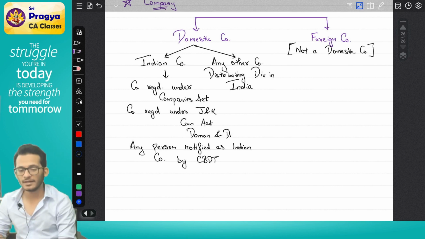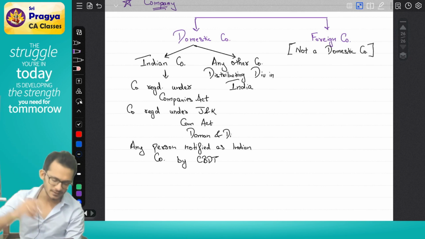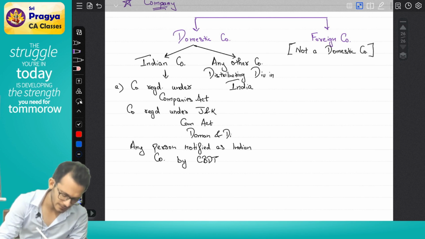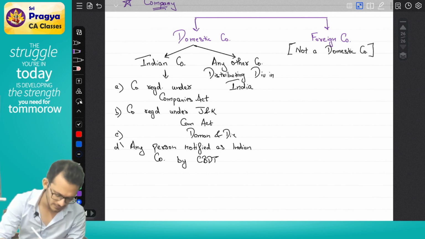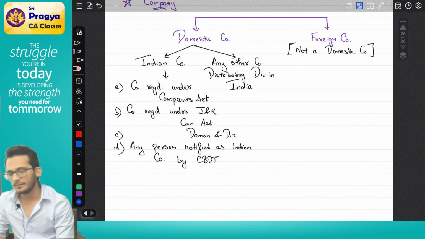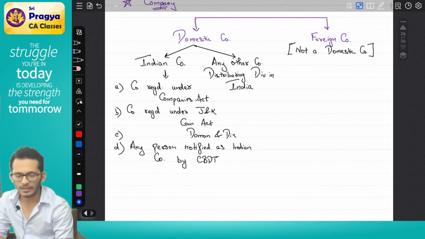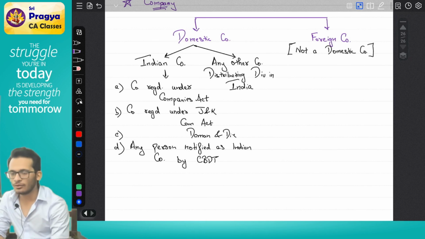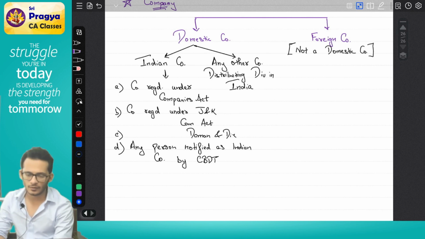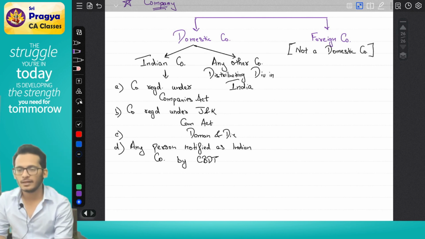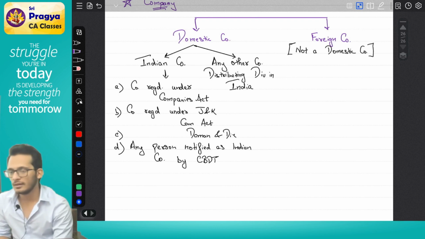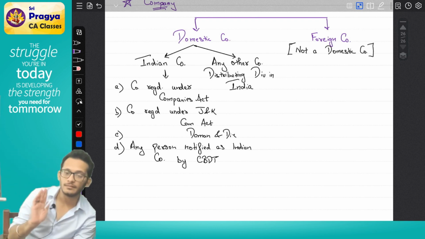Yes, so they are simply saying an Indian company is a company registered under the Companies Act, a company registered under the Jammu and Kashmir Act, a company registered under the Daman and Diu Act, a company which is notified as an Indian company by CBDT. As such, no company has been notified, but CBDT has been given a blanket power. Clear? Can we go forward? Yes, this is your definition of company.